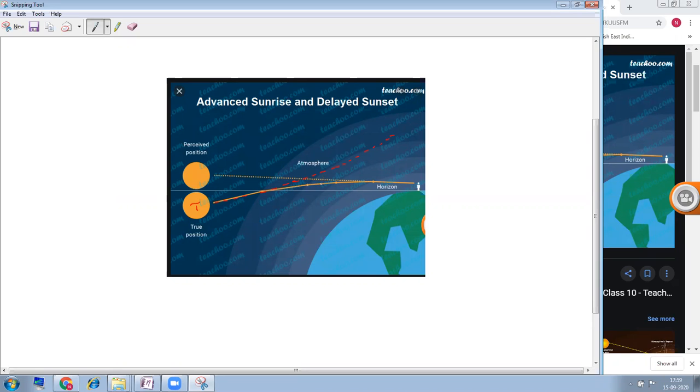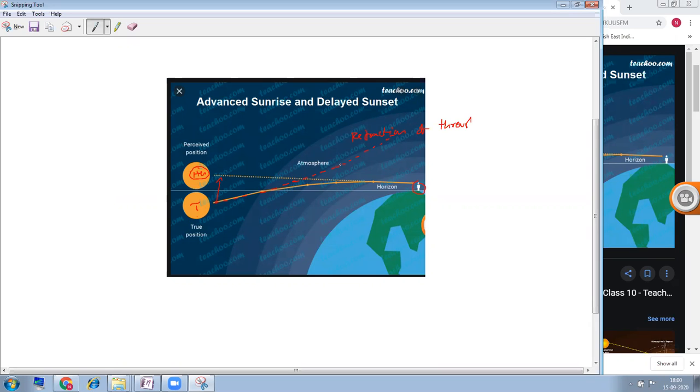See, the yellow line is the bending of the light. But the observer is here. He is looking, and the light is coming from somewhere here. This is the apparent position of the sun, but actually the sun is here. But he is looking as if the sun is at this position. So before the sun reaches the horizon line, you are able to see the image of the sun because of the refraction of the light through the atmosphere. This is the reason why we can see the advanced sunrise.